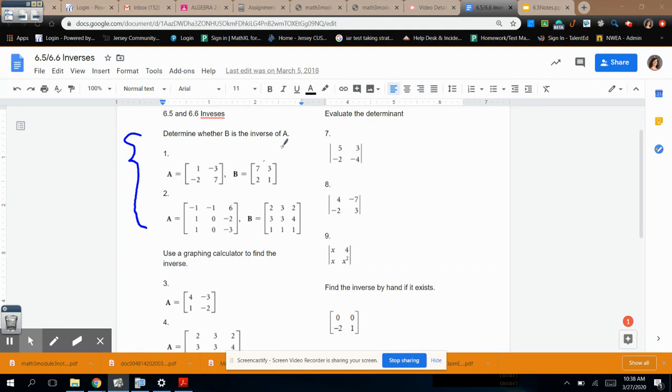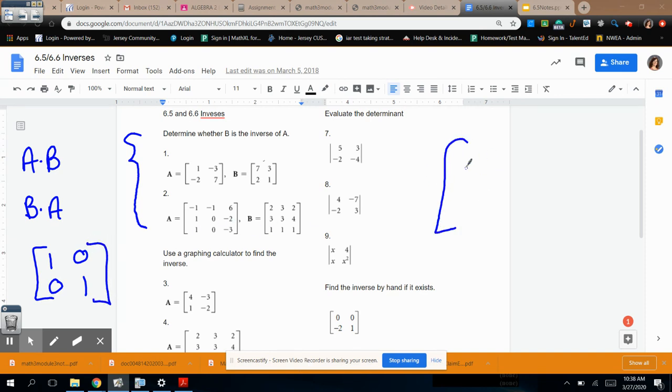If B and A are inverses, they undo each other, which means when you take A times B and you take B times A, you have to do both, then you'll get this identity matrix, which is 1, 0, 0, 1. For the 3 by 3s, you would get a bigger identity matrix, just 1, 0, 0, 0, 1, 0, and 0, 0, 1. What you're looking for is ones down what we call the main diagonal.